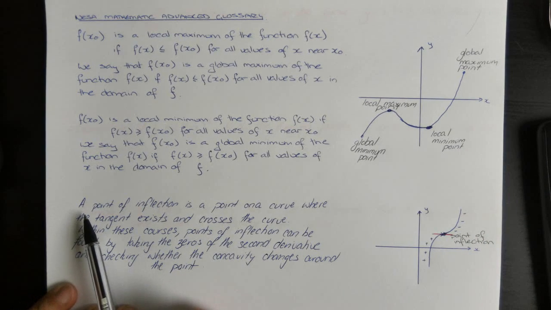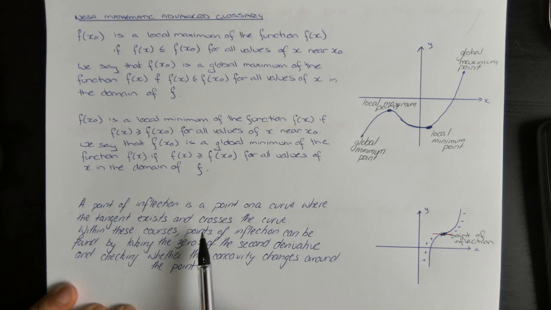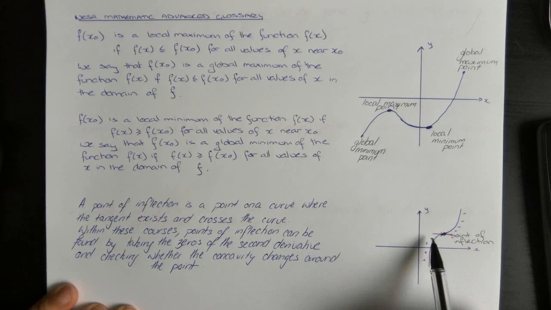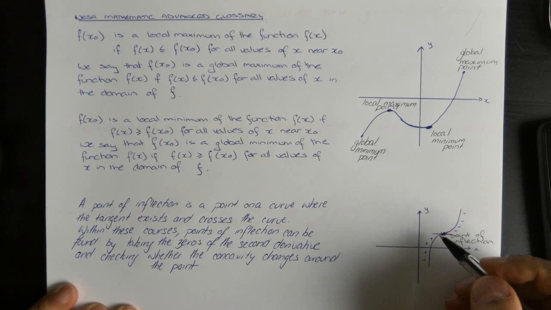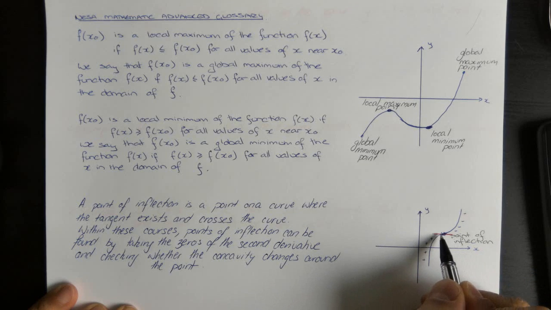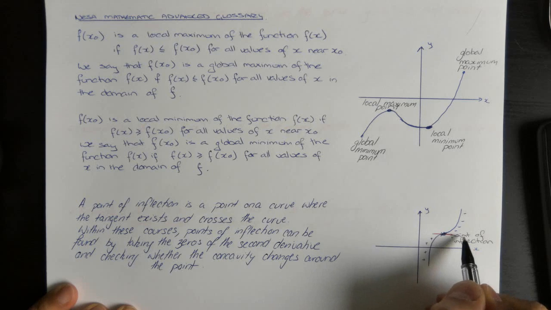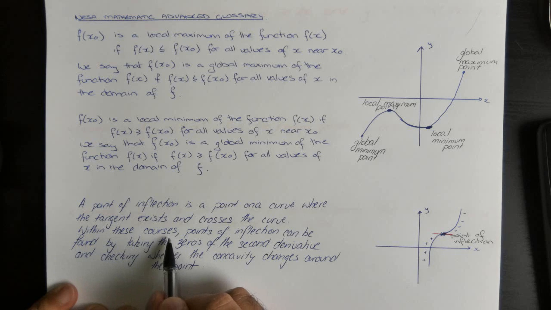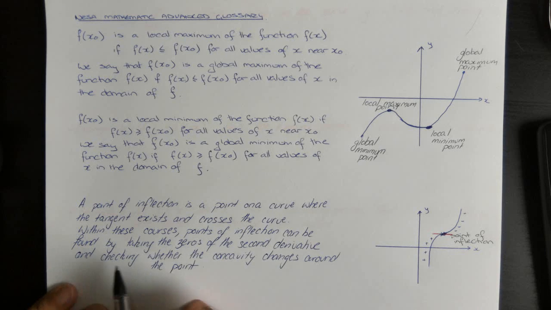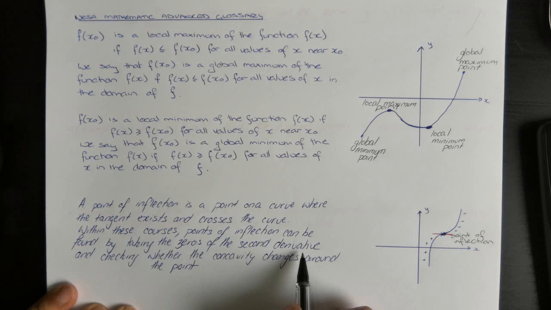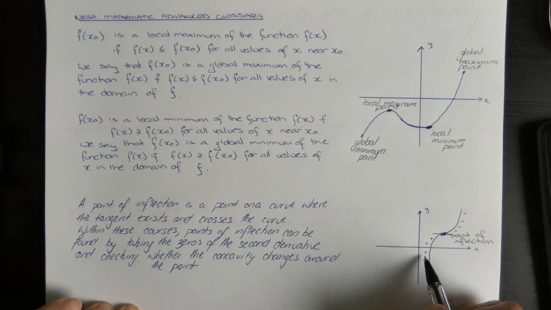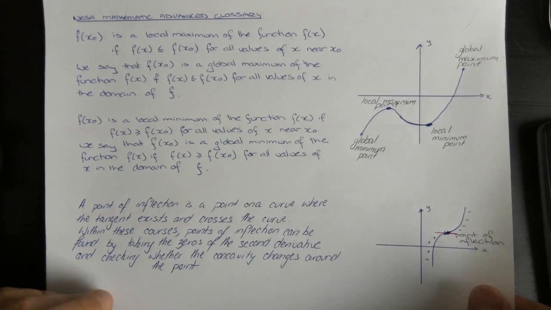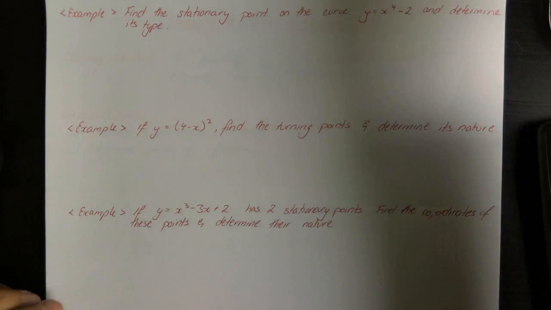We can also get a point of inflection. A point of inflection is a point on a curve where the tangent exists and crosses the curve. So these are all tangents, and we get a stationary point where the tangent actually sits and crosses the curve. Within the course of Mathematics Advanced, points of inflection can be found by taking the zeros of the second derivative and checking whether the concavity around those points changes. That's from our glossary. So let's do some examples.